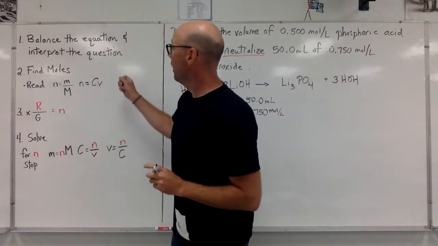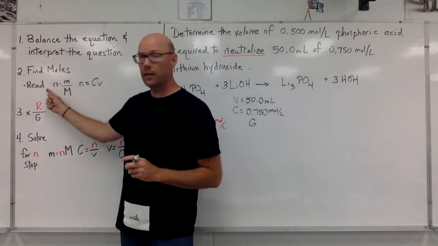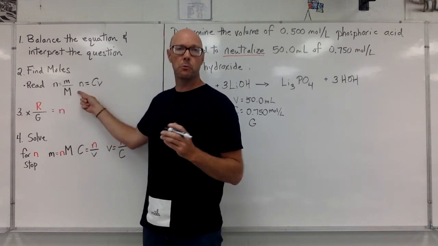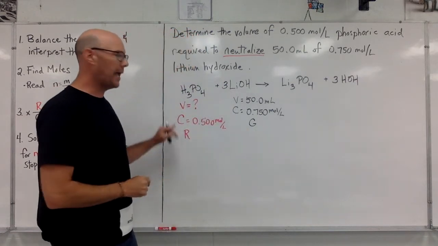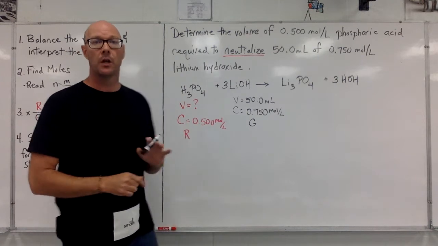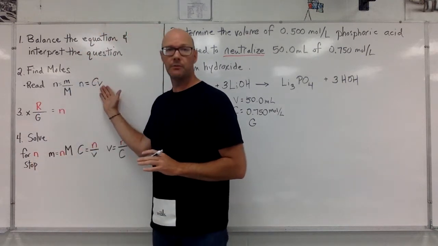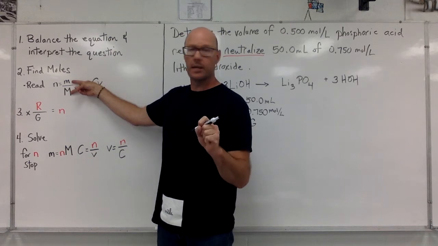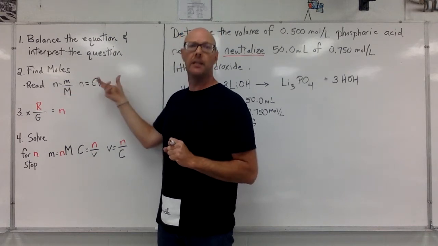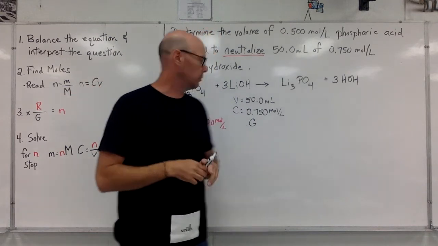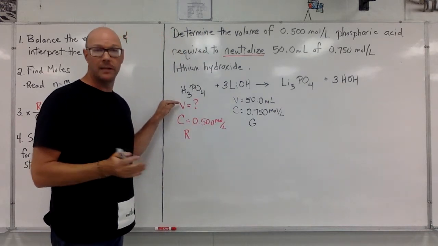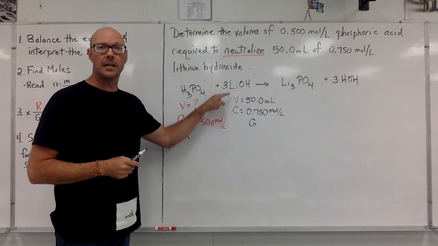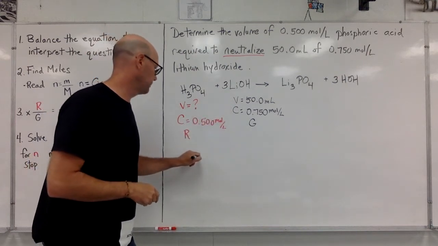Let's move on. Find moles. Did we get told the moles? No. Do we have a mass that we can do mass over molar mass? No. All we have are V's and C's. So we're doing C times V. Just like how the mass and the molar mass belong to the same chemical, this C and V belong to the same chemical. Here we don't know the volume. It's the unknown. It's what we're solving for. So we have to do this C times V first.